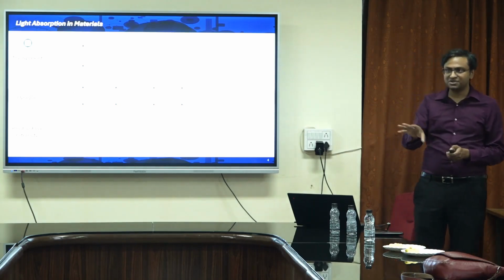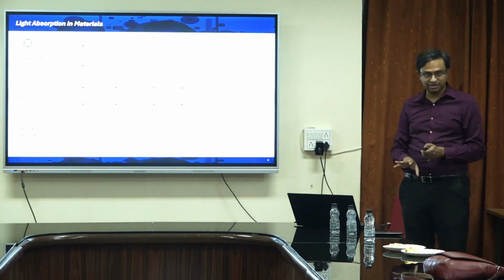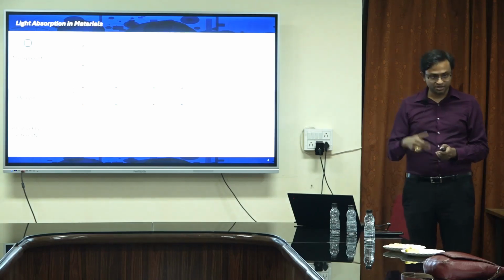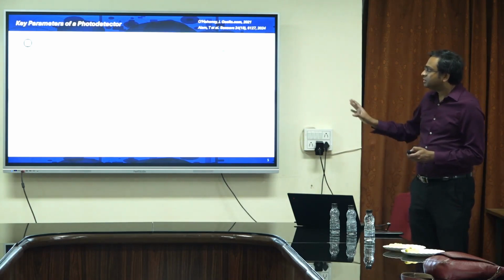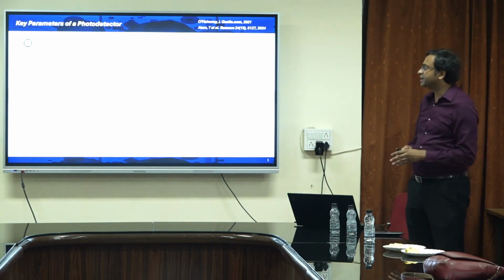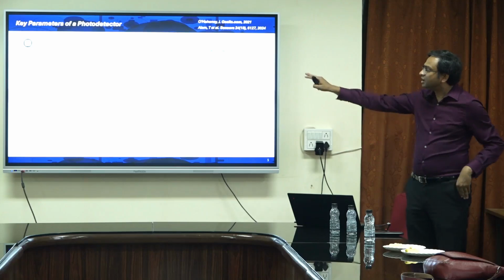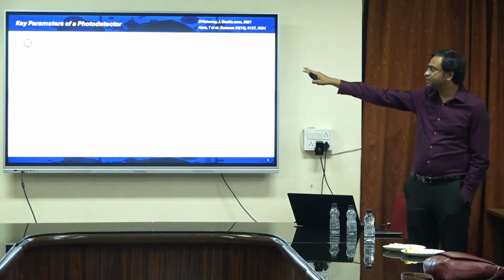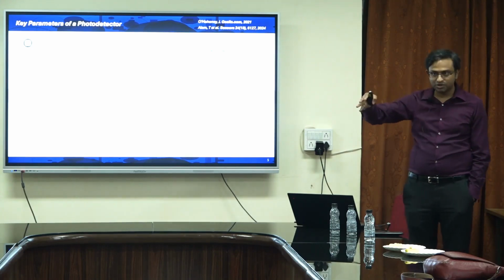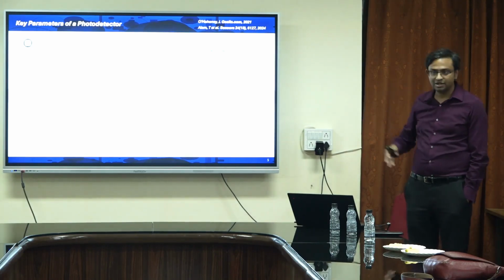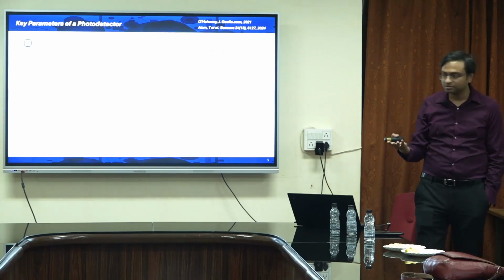I'm just trying to highlight why 2D materials for photosensing, because these are the important aspects. Now there are certain terms, again we may or may not discuss too much about it. Responsivity, which is literally how much current you generate in the device for a given input light energy. The ratio of that is generally called the responsivity. It's in amps per watt.